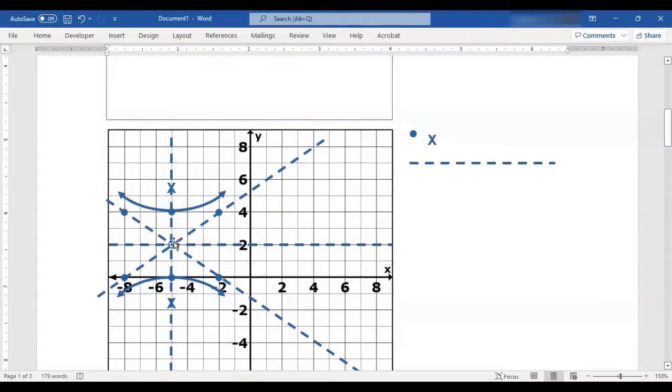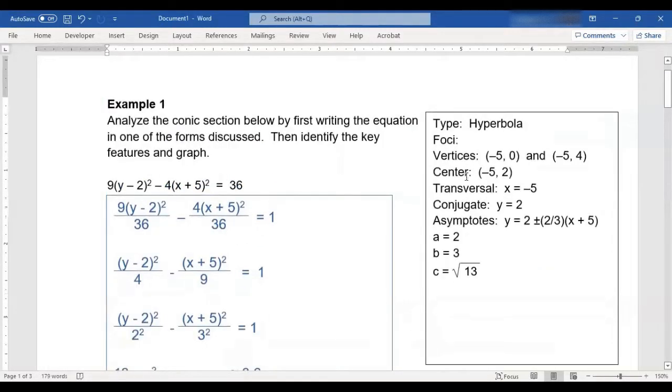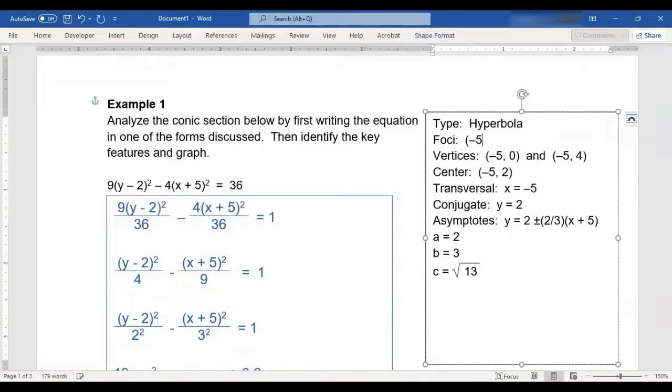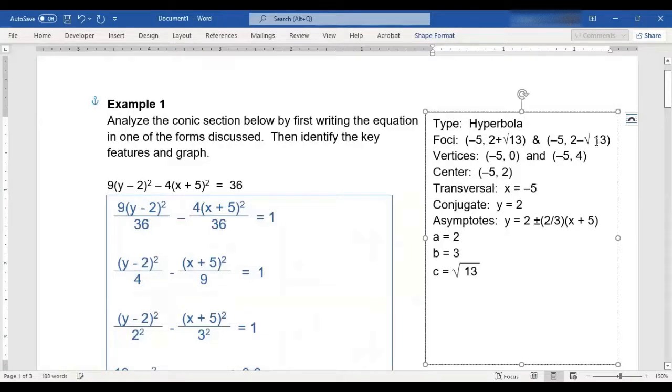So I can see there that I started at the center and I moved up. So they have the same x coordinate as the center. So my foci have the same x coordinate. So we have -5. And then I added the square root of 13. And then I subtracted the square root of 13. So I'm just going to condense this a wee bit. There we go. So there we go for our foci. It's -5, and then we have 2 plus root 13 and -5, 2 minus root 13.